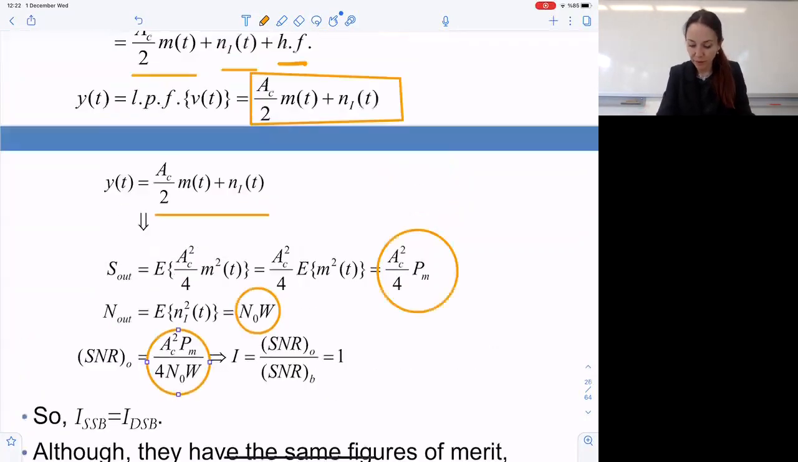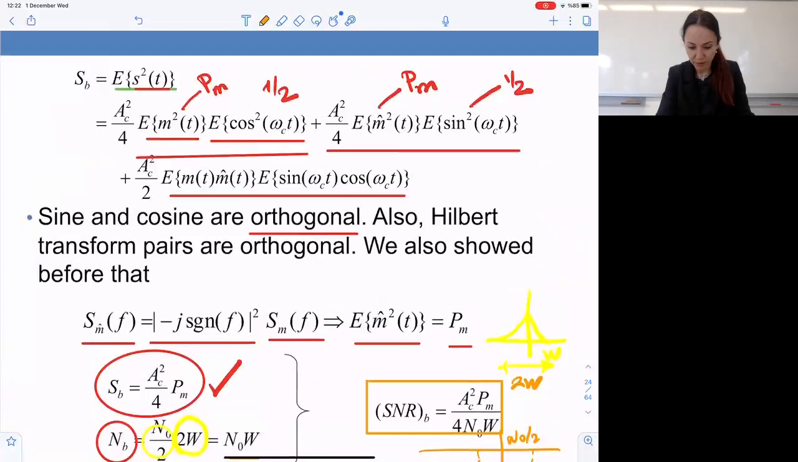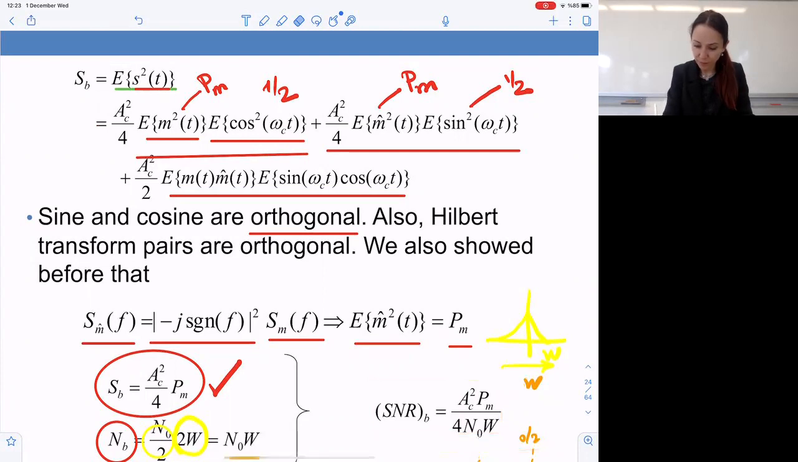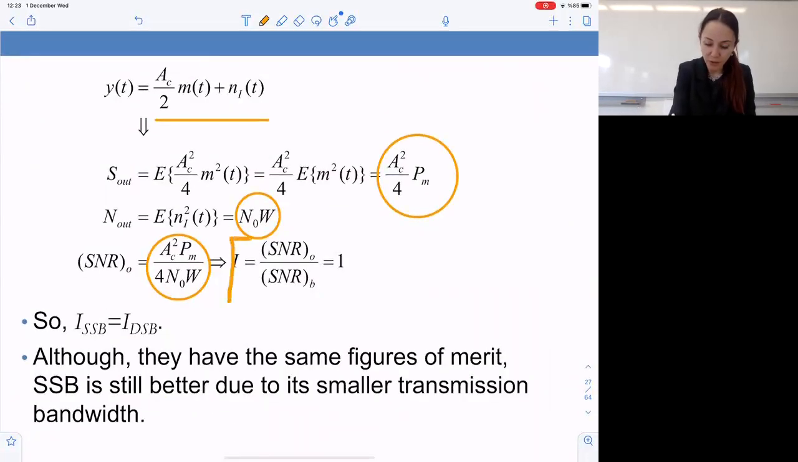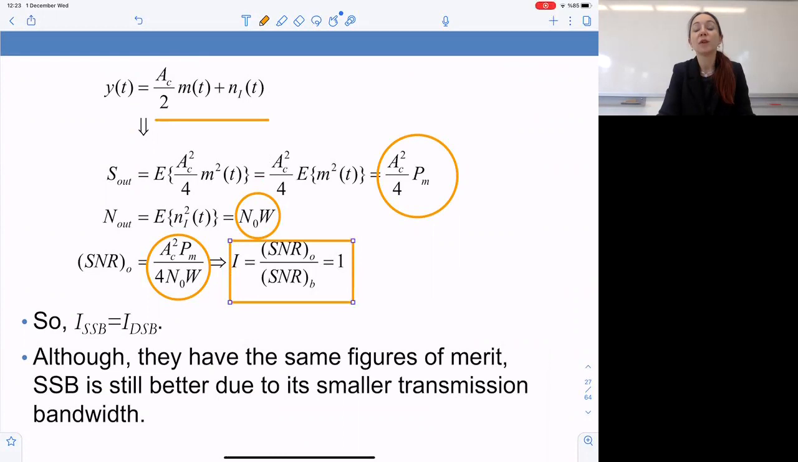What is SNRB? SNRB is AC squared PM over 4 N naught W, which is exactly the same. So both SNRO and SNRB are lower than the double sideband case, resulting in the same figure of merit as in the double sideband case. So in terms of SNR, there is no advantage of using SSB over double sideband. It turns out they have the same figures of merit.